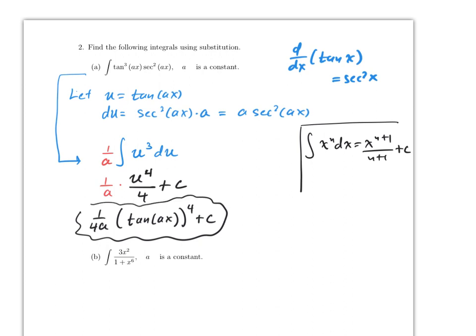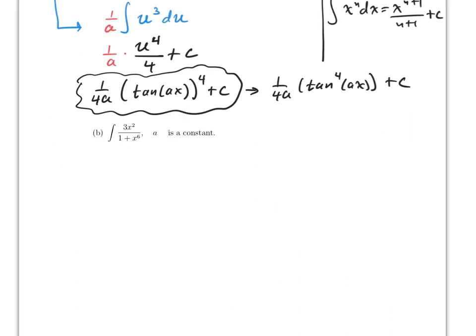So this is perfectly a good answer, but this is usually written like this: 1 over 4a tangent, the 4th power goes here. This is just different notation, but it's exactly the same thing. Okay, so now let's move to part B.